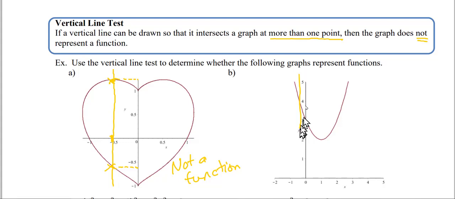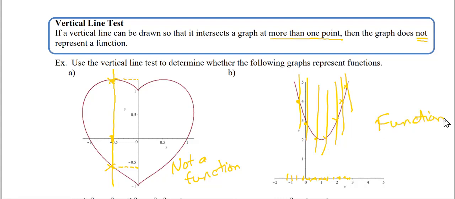Over here, no matter what vertical line I draw, it only hits the graph at one spot. That means each x value that I could draw a line at, no matter what x value I draw a line at, any of these numbers, they don't have to be integers, any of those numbers that I draw a vertical line at, I only get one y value on the graph. For this one, it's that point. For this one, it's that y value. This one, y value. And so this is indeed a function. Okay?